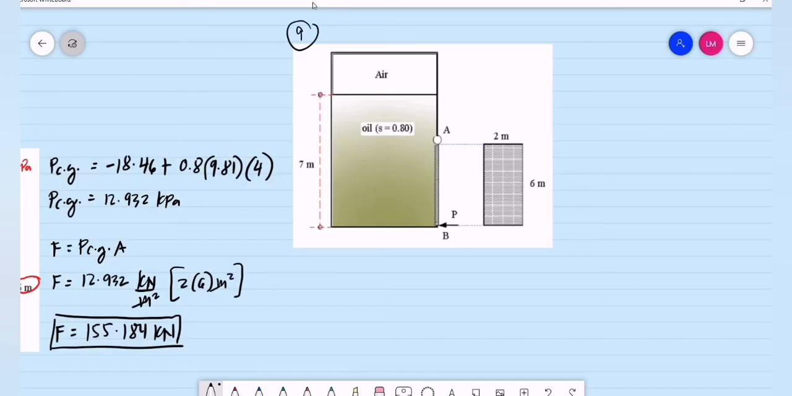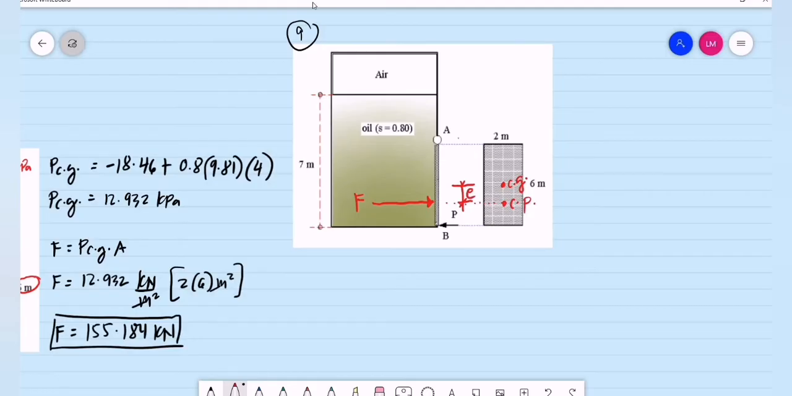For problem number 9, we are looking for the location of the force from A. We know that the total force is not acting on the center of gravity. It is acting on the center of pressure. So we assume this is the point of action of the force, that is on the center of pressure. And the distance from the center of pressure to the center of gravity is the eccentricity.